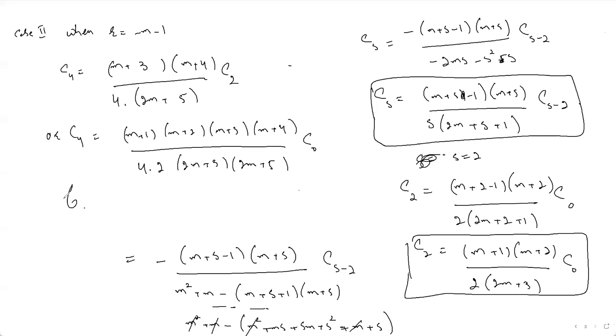Similarly, I can find out c6. Here there will be six terms: m plus 1, m plus 2, m plus 3, m plus 4, m plus 5, m plus 6, over 2m plus 3, 2m plus 5, 2m plus 7, and the factor 6 into 4 into 2 in the denominator. So you can generalize it from this very term. Similarly, I can find c6, c7 and so on. Now since we have found c2 and c4, I can write down the solution.